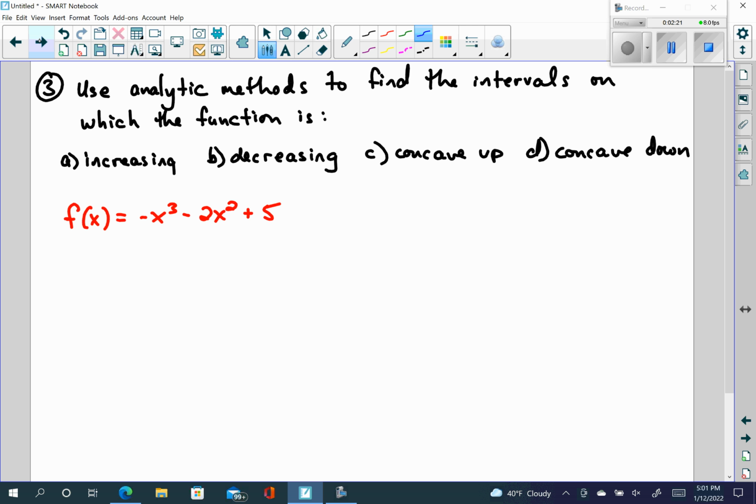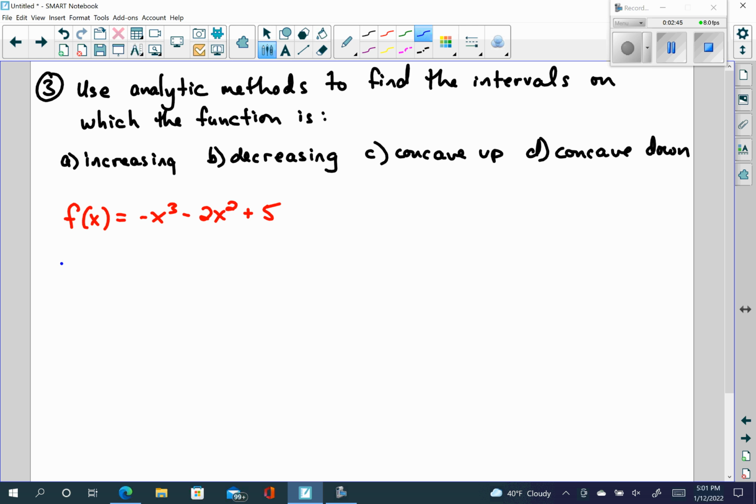All right, looking at number 3, I want you guys to use analytic methods to find the intervals on which the function is, going through A through D, increasing, decreasing, concave up, and concave down. So go ahead and pause the video and give that a try. All right, if you're ready, resume playing. If not, pause the video again.